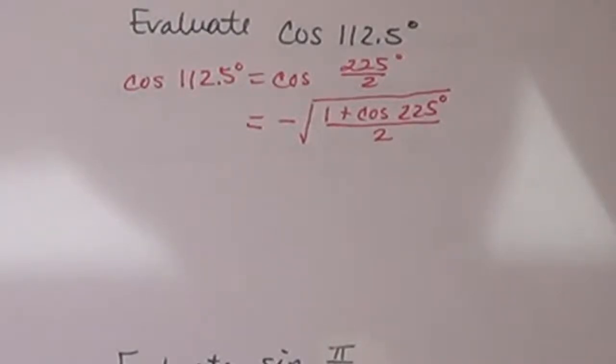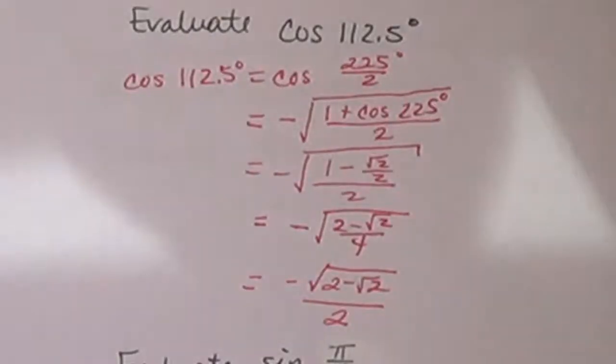From there we can simplify. 225 is one of our nice angles, so cosine of 225 is negative root 2 over 2, which we can simplify down to 1 minus root 2 over 2 over 2. Underneath our square root with a negative out front, we're going to get a common denominator in the numerator and then rationalize that denominator to get negative square root of 2 minus root 2, all divided by 2. Again, for these you should get exact values unless otherwise stated. So if you're just seeing evaluate an expression and it doesn't say to round, you should be trying to use exact formulas.